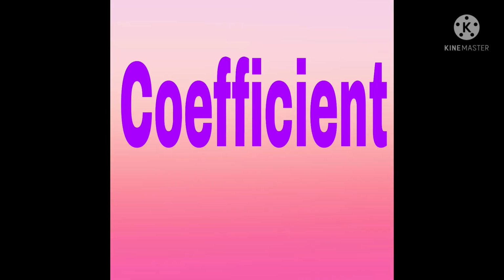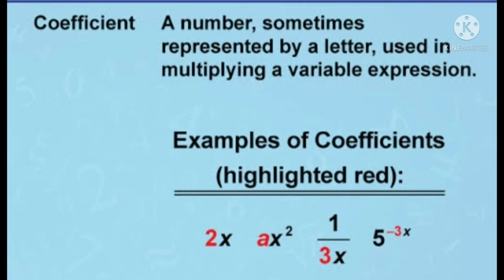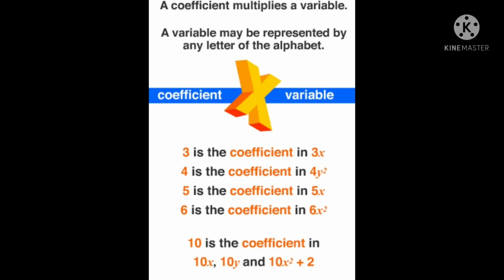Next, coefficient. Coefficients are the numbers which are present just behind the variables. A coefficient is a number, sometimes represented by a letter, used in multiplying a variable expression, for example 2x, ax square, 1 by 3x and so on. In the example, 3 is the coefficient in 3x, 4 is the coefficient in 4y square, 5 is the coefficient in 5x, 6 is the coefficient in 6x square.